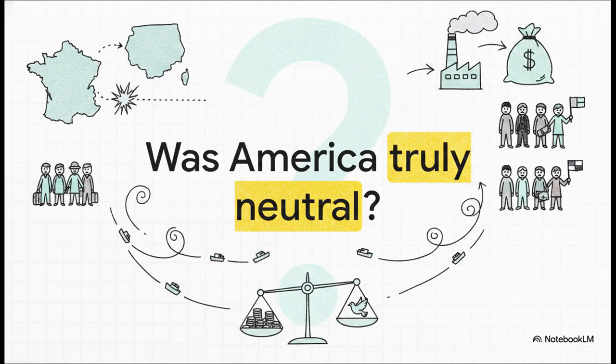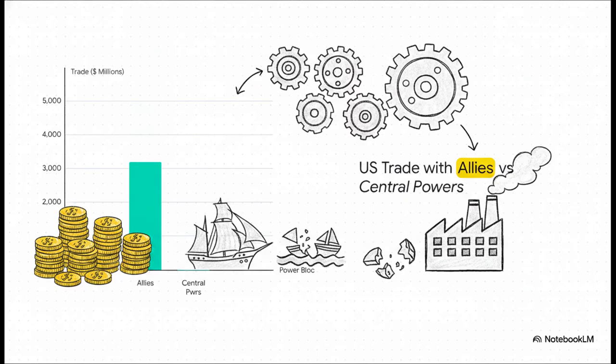So we really have to ask ourselves, was America actually neutral? Well, the numbers kind of speak for themselves here. We're talking about massive loans and a staggering 400% explosion in trade with the Allies. I mean, this essentially turned America into a giant warehouse for the Allied forces, completely forcing our hand economically. Just to put that into perspective, trade with the Allies skyrocketed to $3.2 billion, while trade with the Central Powers plummeted to almost zero, mostly thanks to the British naval blockade. The American economy was absolutely booming, but only because it was the main supplier for the Allies.